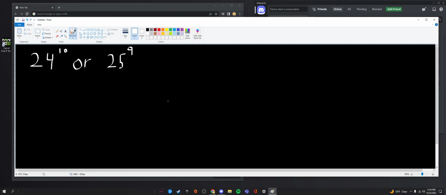Let's go, guys. So we're going to be looking at which one is bigger, 24 to the 10th or 25 to the 9th, without calculators and without graphing. Super number crunchy, not a super elegant method I have here, but we're going to do it regardless.